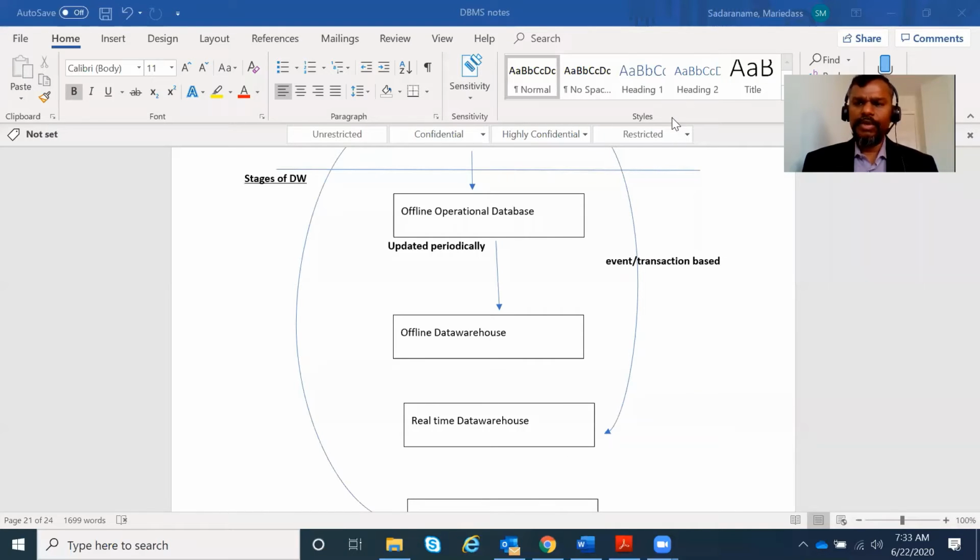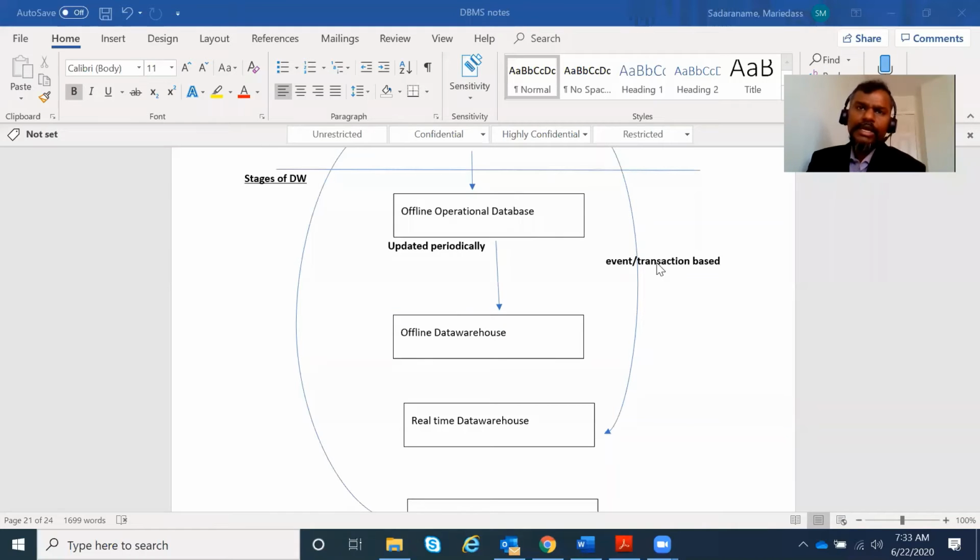Okay, so continuing on. From your offline data warehouse, I talked about the real-time data warehouse. With the introduction of the internet, all the data is directly downloaded from our ODS, the operational data store, into the real-time data warehouse whenever there is an event or transaction that happens. So it stores the data into your ODS as well as into the data warehouse. Immediately it's feeding data into this, anytime an event or a transaction happens. What is an event or transaction?